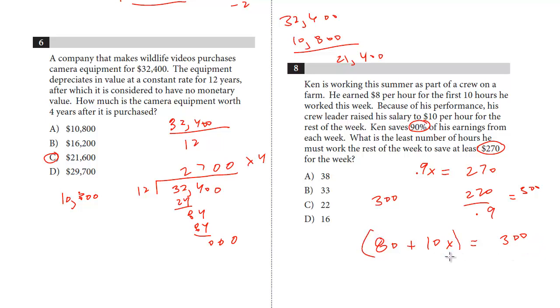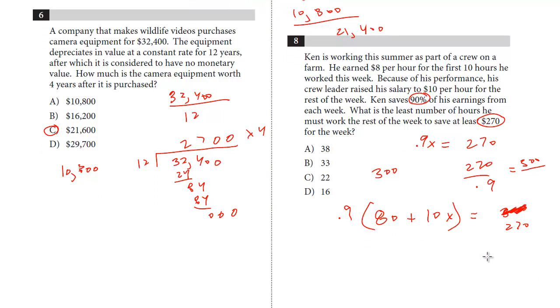Now, again, if you didn't get that 300, what you could also do is you have to recognize that this whole amount is 0.9, and that would be 270. But either way, you're going to get the 300 because you divide by 0.9. So again, that's really the key, is recognizing 300 is the total amount he has to make because 90% of that is 270. And so at this point, once we divide by 0.9, we get 80 plus 10x equals 300. We subtract 80 and we get 10x equals 220, and x is 22.